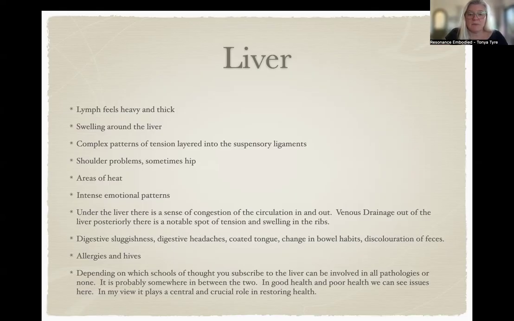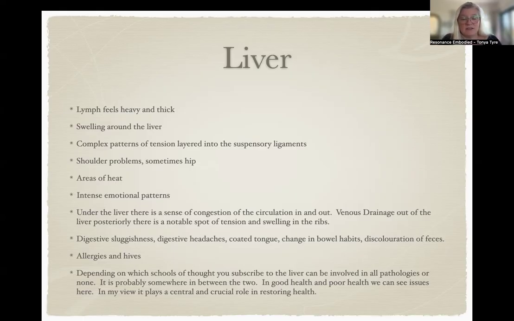And a lot of times, I think most of us have probably noticed a little spot of tension there, kind of subdiaphragmatic, where there's tension, it's swelling in the ribs, and it's not really tracking out to any patterns. So you might find that bit of information handy, that that's probably congested venous drainage coming out of the liver. We may also see digestive sluggishness, like when the liver is backed up, there's just a slowness to the whole system, it slows down.